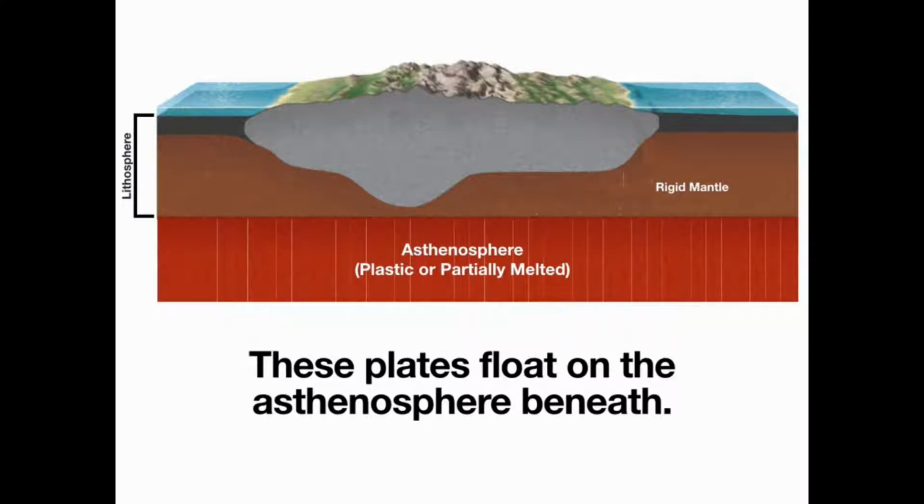Now, that crust, whether it's oceanic or continental, along with this orangey section called the rigid mantle, those two together make up our lithosphere, this solid outer shell of the Earth. Keep in mind that beneath that is a gooey, plastic, partially melted bubblegum layer called the asthenosphere. And so the plates that we live on are actually floating on the asthenosphere beneath.